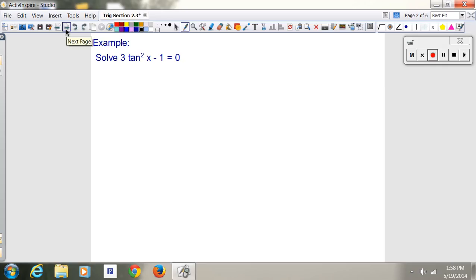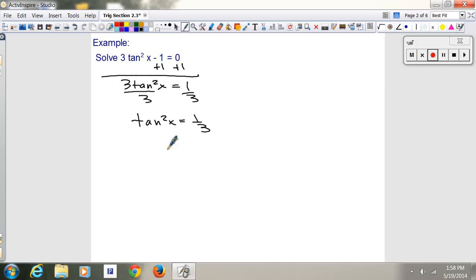Let's solve for tangent. Let's just get tangent by itself. You gotta find them both in that last one, yes. That's 3 tangent squared x minus 1. So let's add 1. We get 3 tangent squared x equals 1. Again, we're just trying to get tangent by itself, so we need to get rid of that 3. So we're going to divide both sides by 3. So you get tangent squared x equals 1/3.